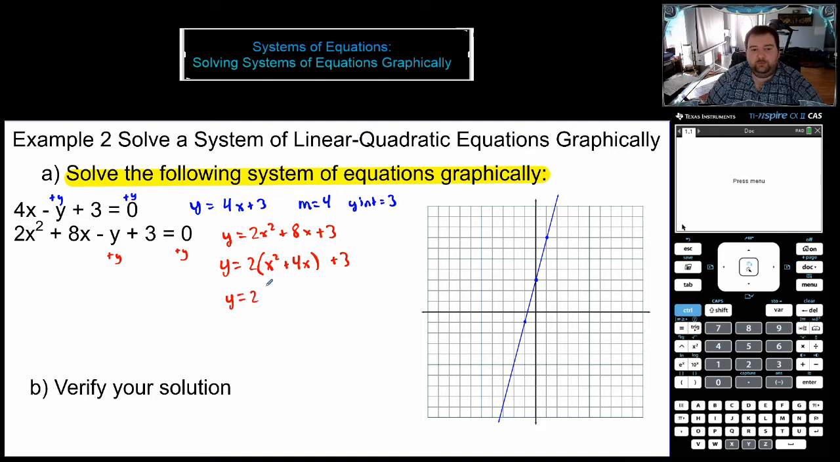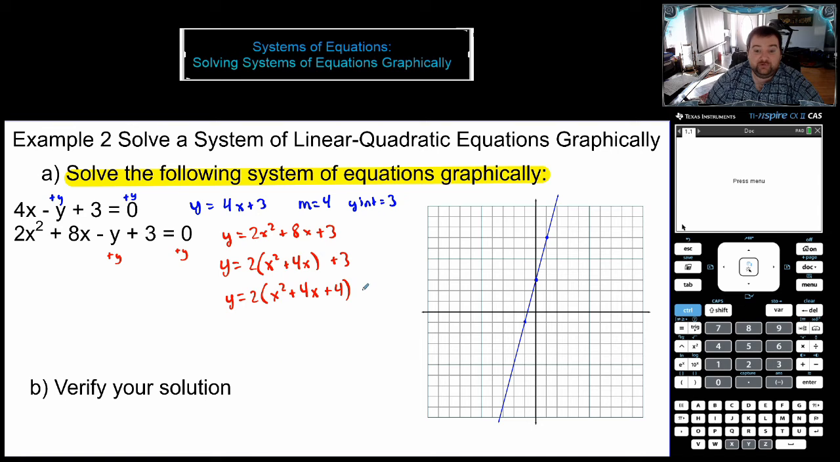Now I'm going to divide my b value by 2. So 4 divided by 2 is 2, and I'm going to square that. 2 squared is 4. So inside my parentheses, I'm going to add 4.